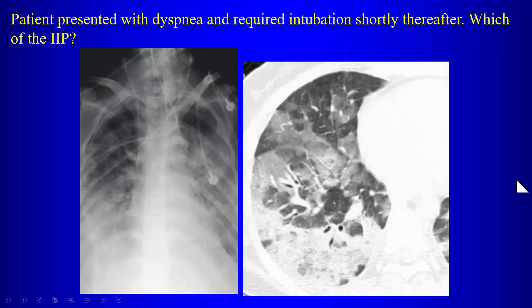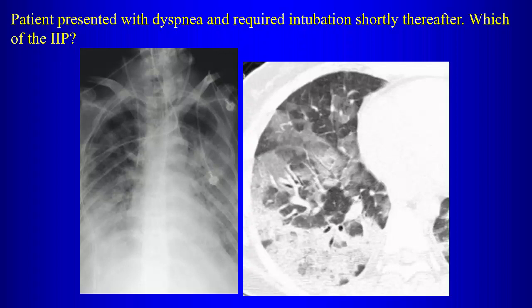So that was COP. If I tell you this patient presented with shortness of breath, required intubation shortly thereafter, you can see consolidations on the chest radiograph, dependent consolidations, ground glass opacity on the CT. Which of the idiopathic interstitial pneumonias are we discussing here? Maybe AIP. So this is AIP, acute interstitial pneumonitis. What's the best way to understand AIP? I think of it like a spectrum of ARDS. So it's idiopathic ARDS.